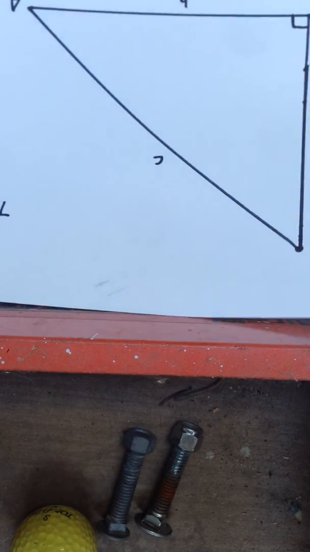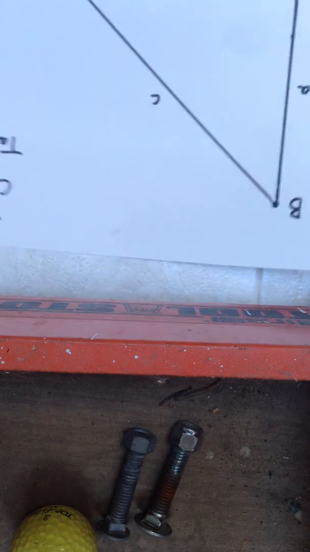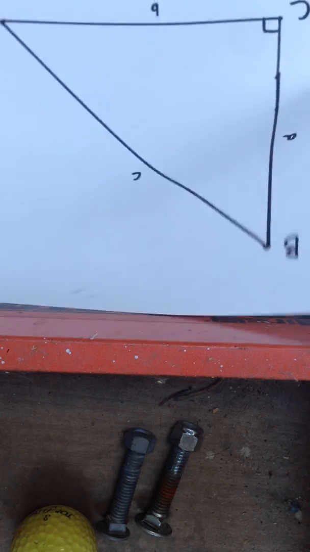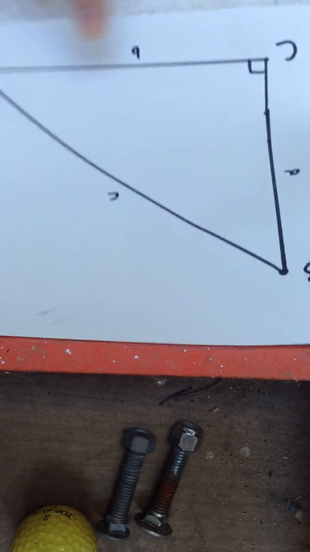Now the last one is tangent, and tangent is opposite over adjacent. The opposite of A, which we already did, is lowercase a over here. And then the adjacent, which we already figured out in the last problem, is the bottom one right here. So tangent is a over b.